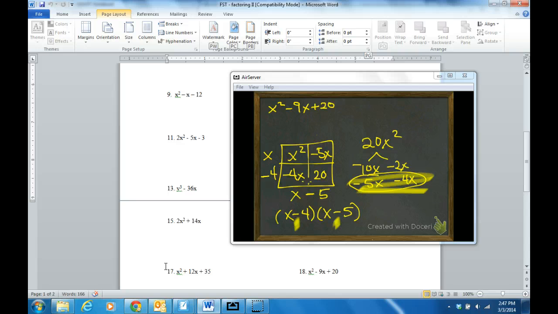Why, if it's a positive 20x squared, are they not all positive factors? Because in this case, you need to have a negative center. A negative 9x is your middle. So in order for that to be negative, both of these have to be negative, to add up to negative 9. Okay?